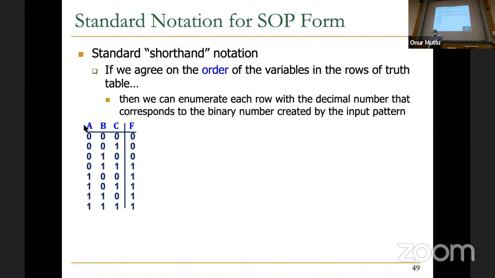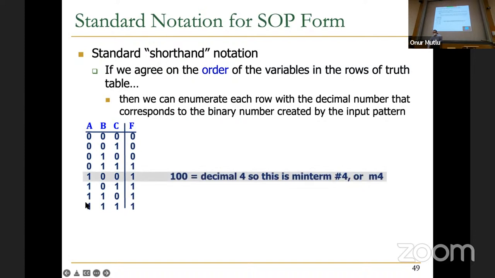This way, we agreed on the variables, A, B, C, that's the order, and the truth table is specified this way, not in some random order. Now, you can see that the input combination 100 is decimal 4. So we call this minterm 4. This is 000, so we call this minterm 0. This is 001, so we call this minterm 1. And this is decimal 7, so that's minterm 7.